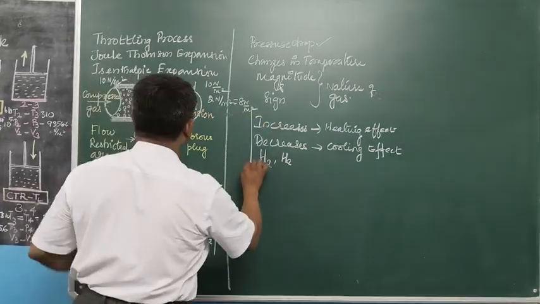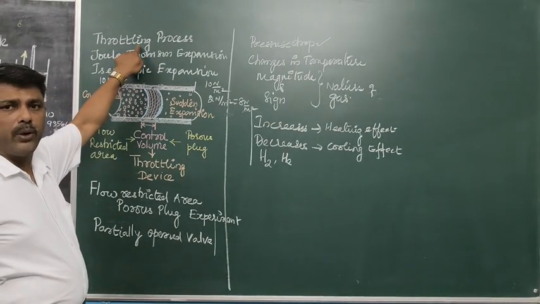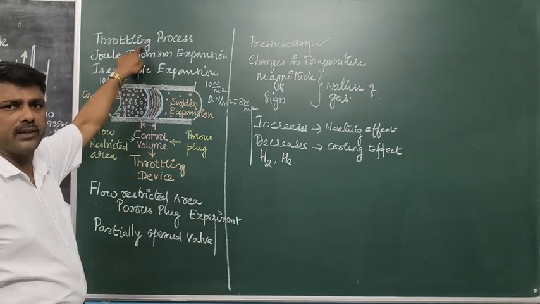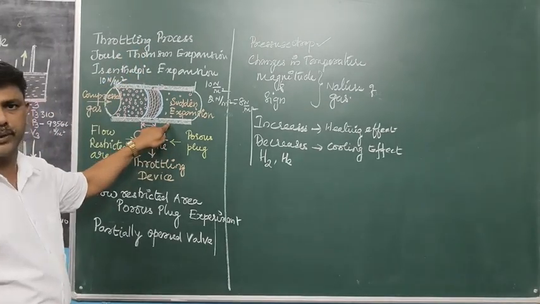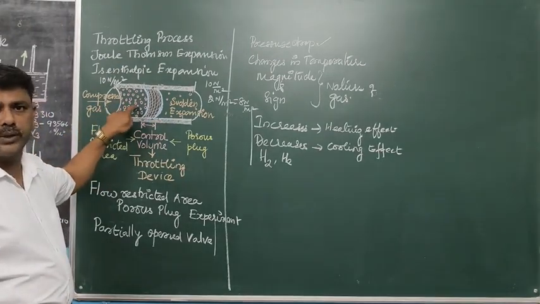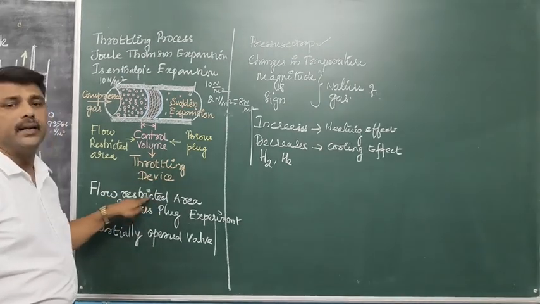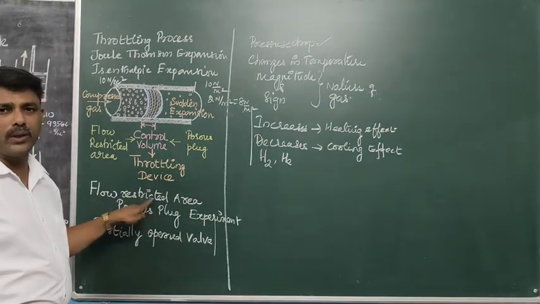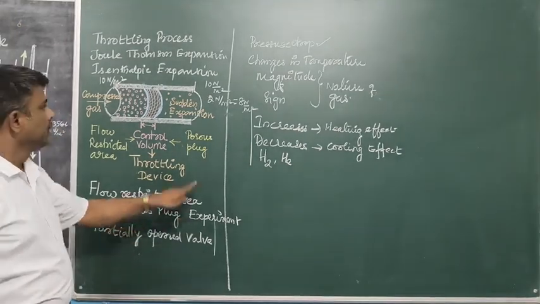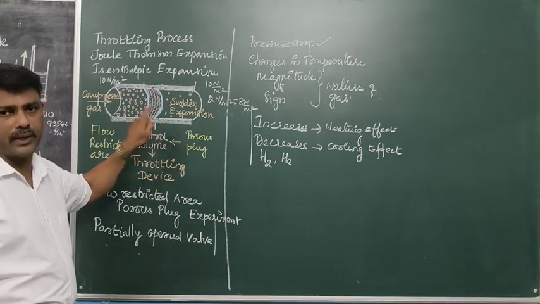Okay. First point, what is the throttling process? Now I am going to provide a perfect definition for the throttling process. For that, we conduct an experiment, the pipe flow experiment. In this experiment, a compressed gas is allowed to pass through a throttling device. A throttling device is a flow restricted device. Examples are a porous plug or a partially opened valve. The experiment is popularly known as the Joule-Thomson porous plug experiment.